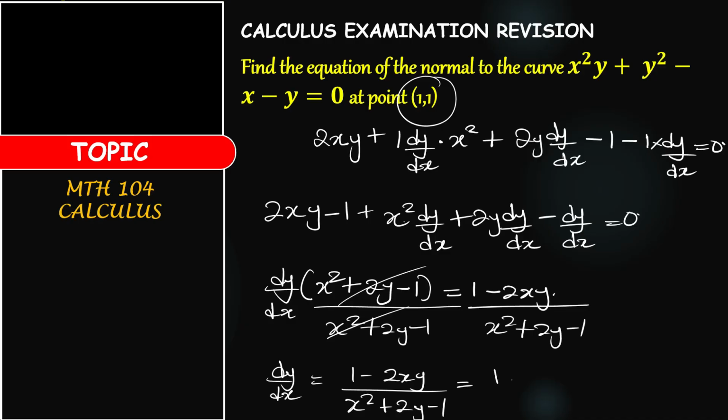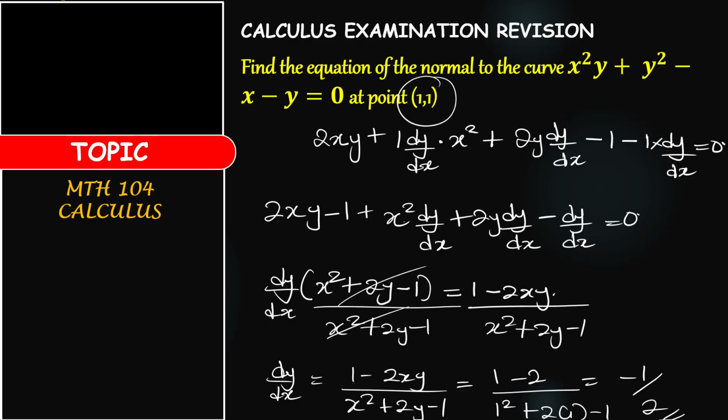Here becomes 1 minus 2 times 1, which gives the same thing, over 1 squared plus 2 bracket 1 minus 1. Here 1 minus 2 is what? Minus 1, divided by 1 squared is 1, plus 2 is 3, minus 1 is what? 2. So here it gives us minus 1 over 2.